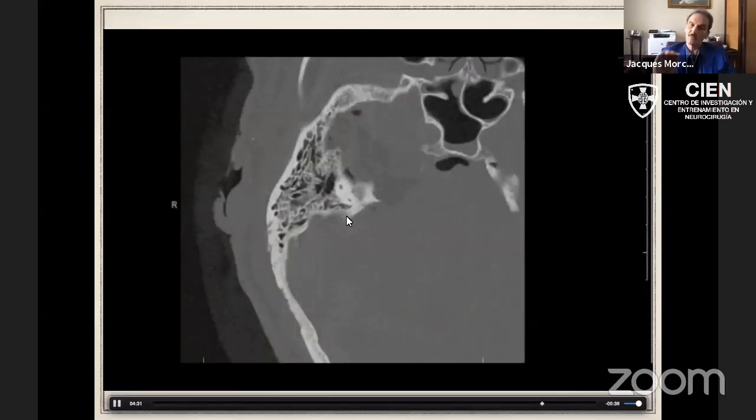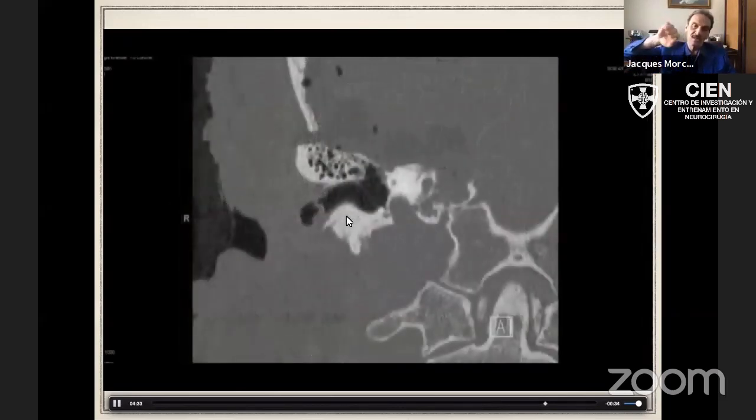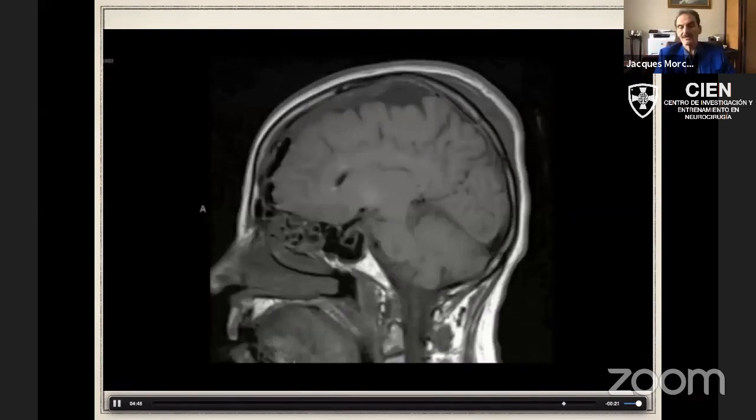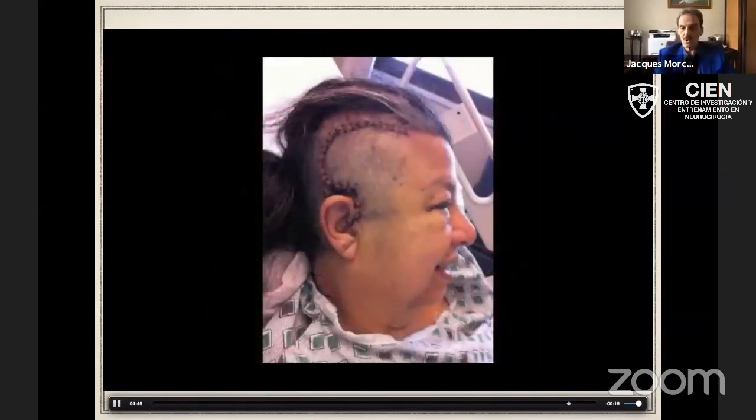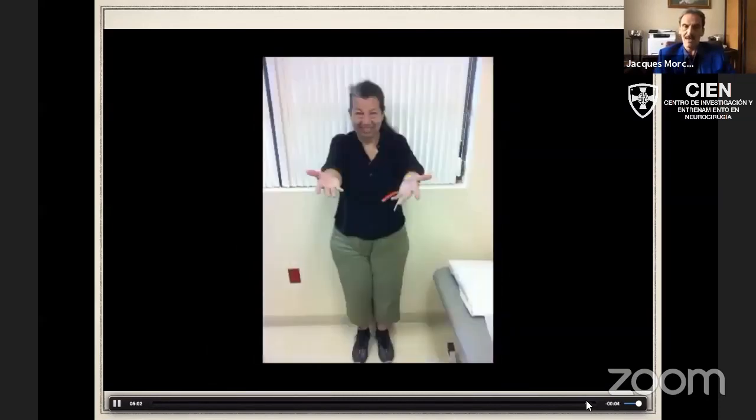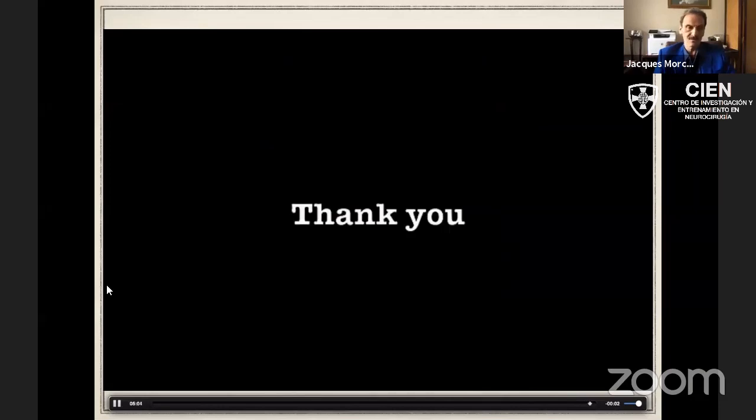The retrosigmoid approach would not have allowed me to go around the corner, but that's why I prefer the Kawase approach. Of course, it's more involved and more complicated, but what matters to me is that the perfect trajectory is achieved. And here is the lesion, here is the post-op, excellent recovery. This is a few weeks later.